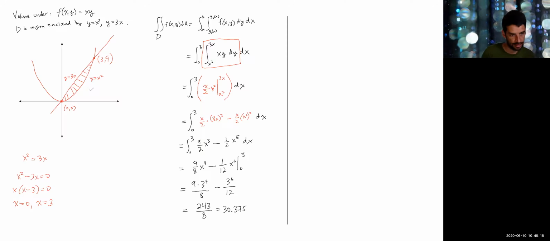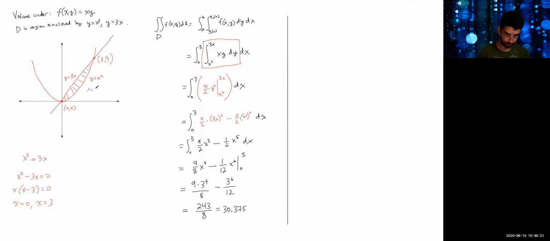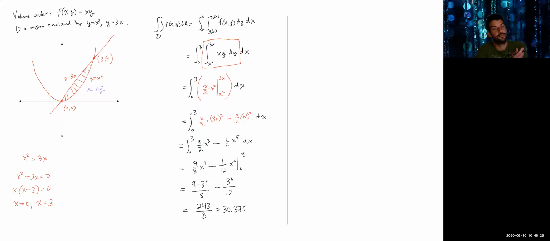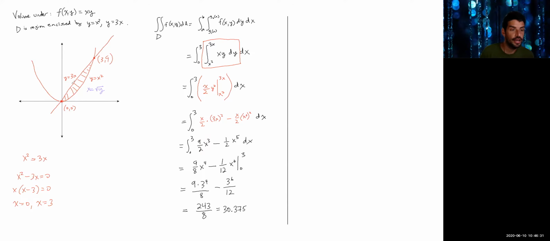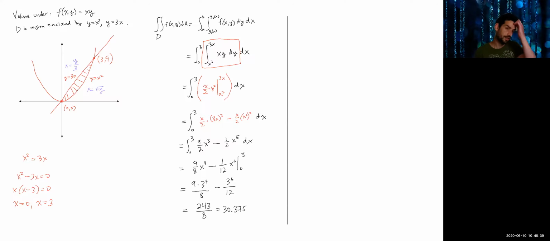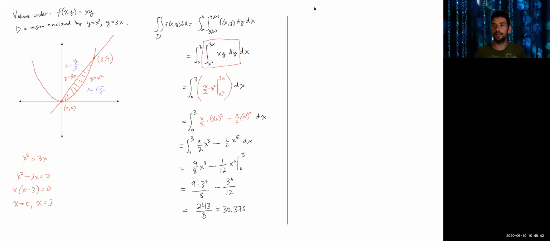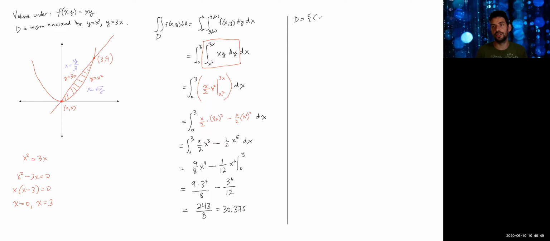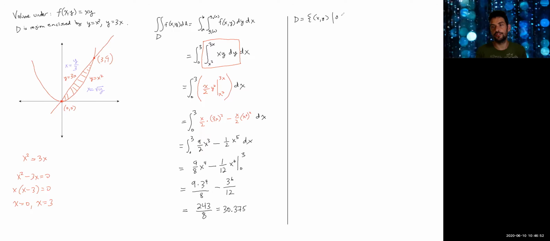But there's nothing stopping me from thinking of this as x equals the square root of y, right? In this portion, it's the positive square root of y. Or this as being x equals y over 3. Right? If I look at it this way, right? So in the first case, we described D as the region xy such that 0 is less than x.